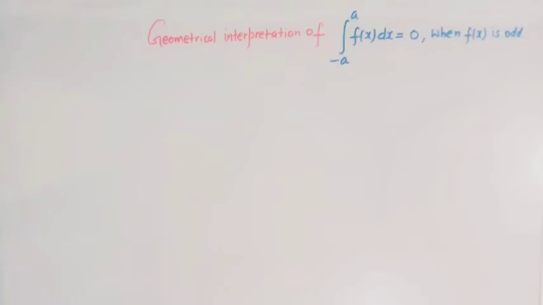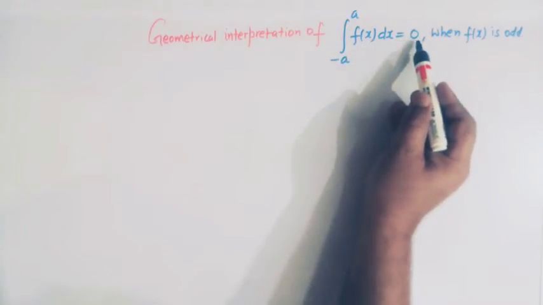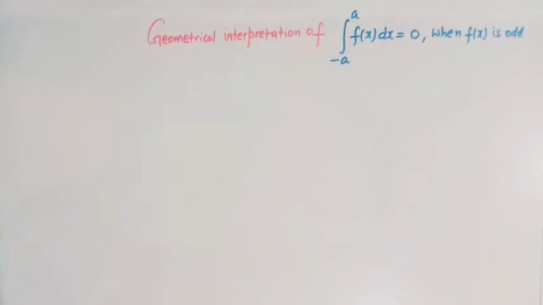Hello viewers. So in today's class we are going to learn the geometrical interpretation of this integral, that is, the integral from minus a to a of f of x dx is equal to 0 when the function f of x is an odd function, right? So let us start.